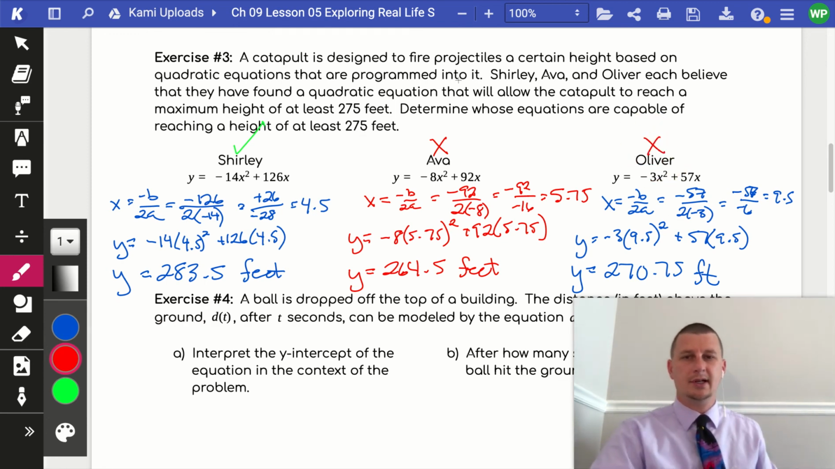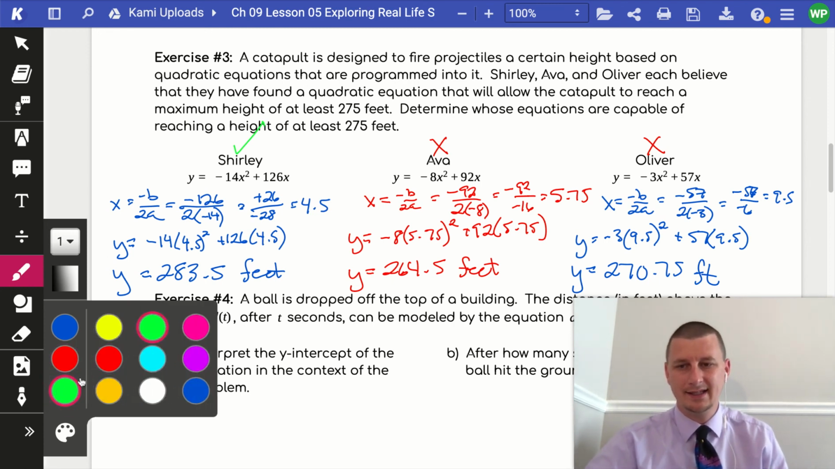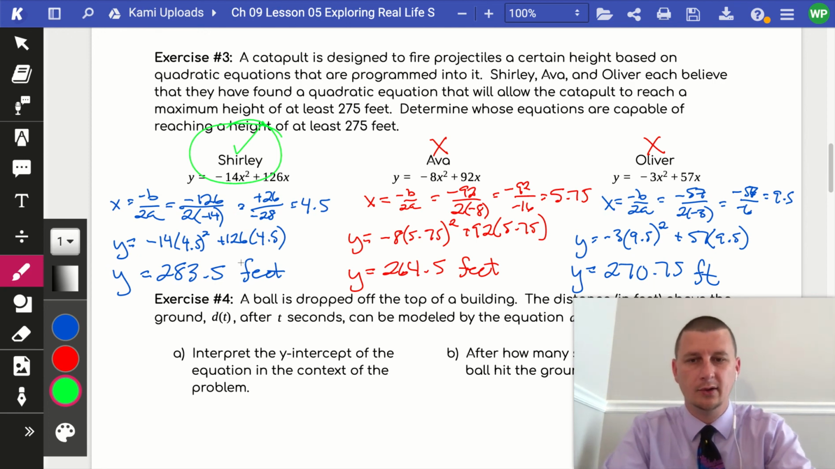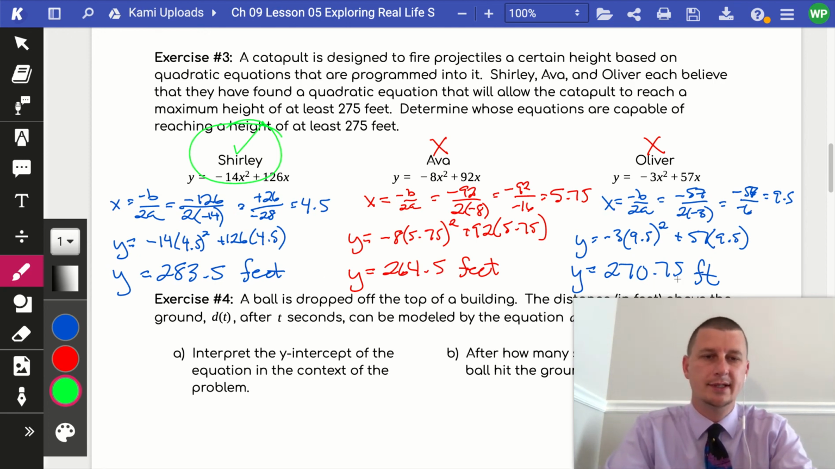So whose equations are capable of reaching a height of at least 275 feet? And that's going to be Shirley's equation. That is the only one that reached a height of at least 275 feet.